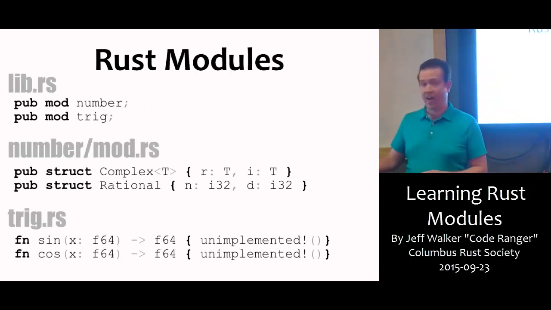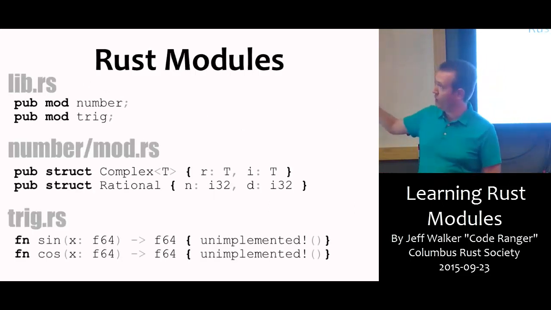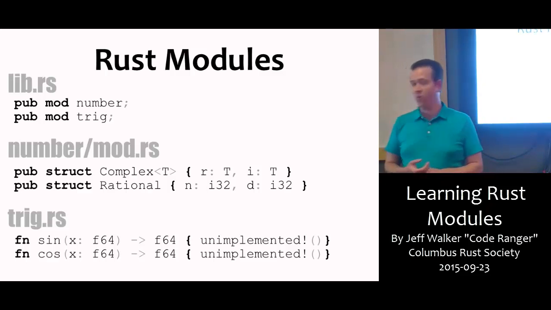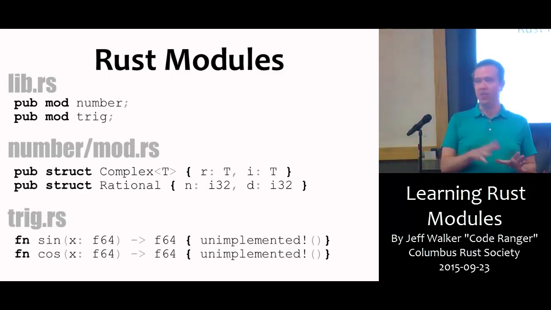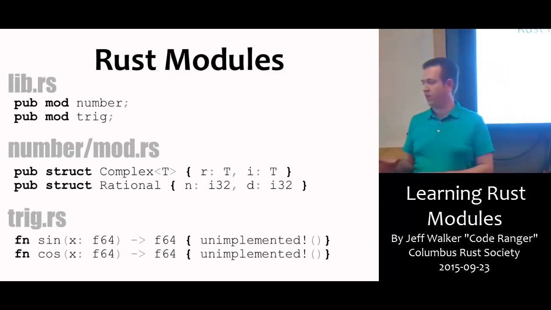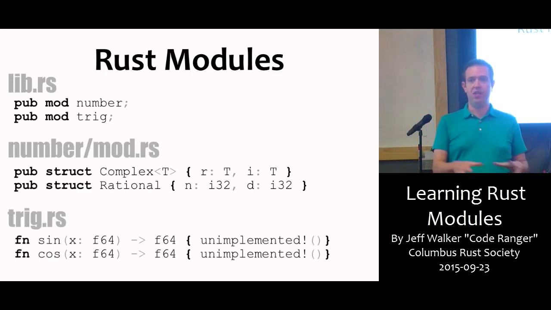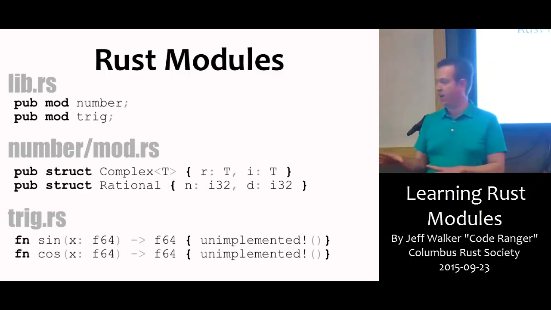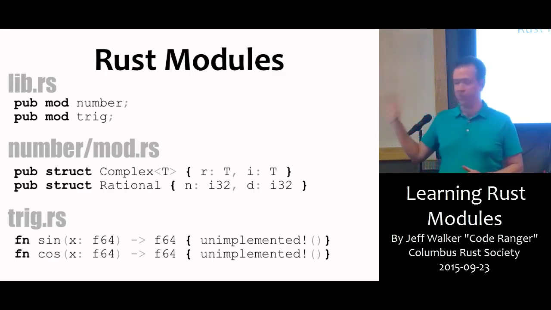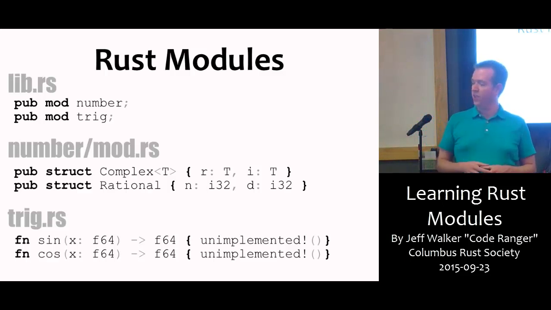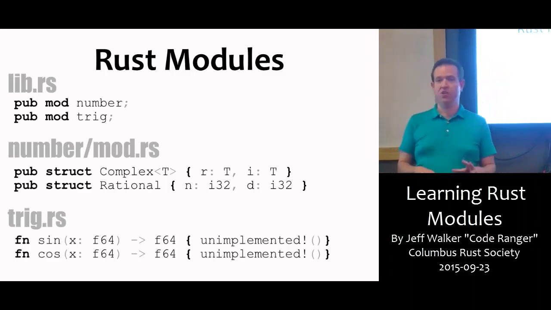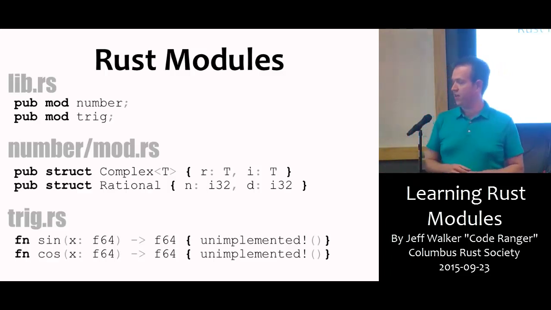So let's take a look at how that could work. We're moving from one file here in lib.rs, and now we're going to break it out. So we're going to move each module into its own file. We've split out the types that were in the number module into one file, which we put in number/mod.rs. I'll talk about why that is in a minute. And we've split out the trig functions that were in the trig module to another file, trig.rs.